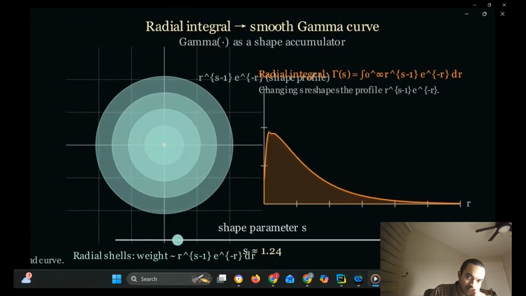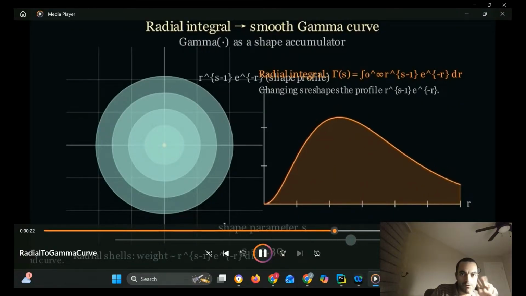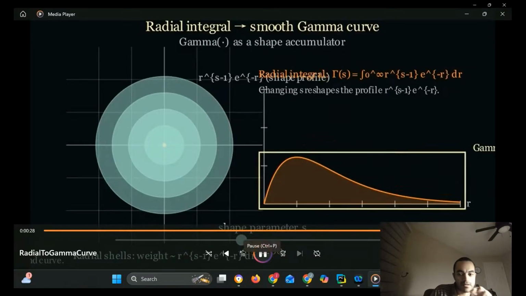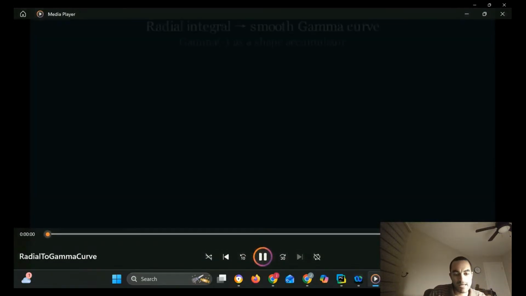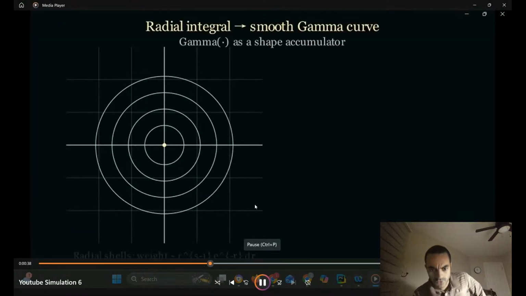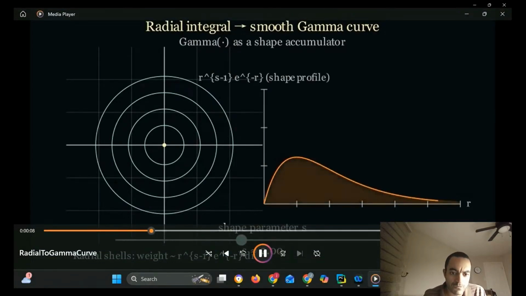So there's the gamma function, right? As a shape, it's a shape accumulator. Radially on the xy plane, it's concentric circles coming out from a radius from the origin. But then when it's mapped onto becoming a smooth gamma curve, again, concentric circles coming up one by one, right?